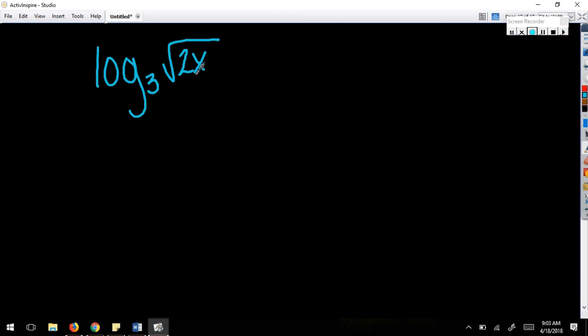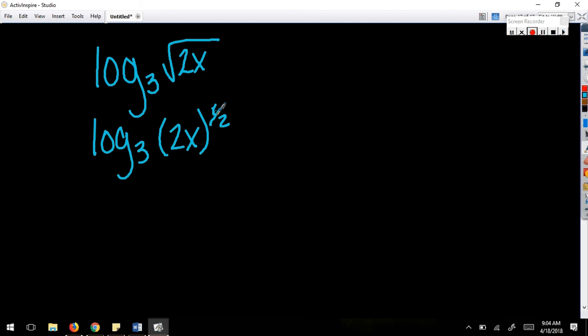Change it to a what? A power. That's exactly right. I think that's what you were trying to say, Anna. So I do log base 3 of 2x. What's the exponent become? 1/2. Close. How does it become 1/2? Is this square root? Because they're radicals. Yeah.